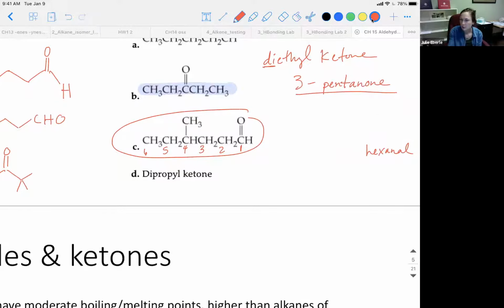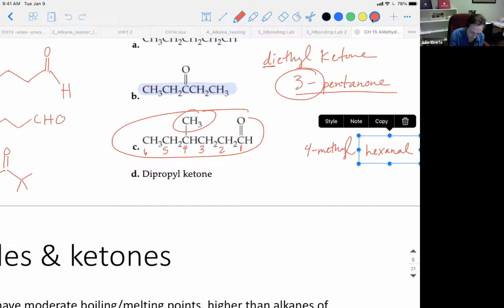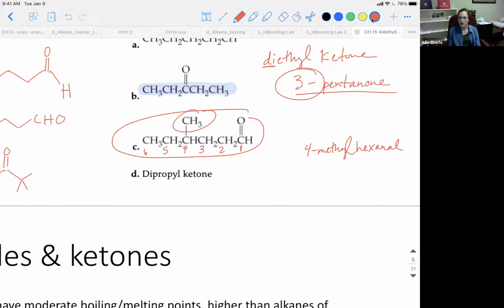We don't have to put a 1 or anything out front like we do for ketones, because we know carbon 1 is the carbonyl carbon for aldehydes since it's terminal. But we've got this methyl group off carbon 4, so this is 4-methyl. I think we don't need a dash there, sorry. 4-methylhexanal.